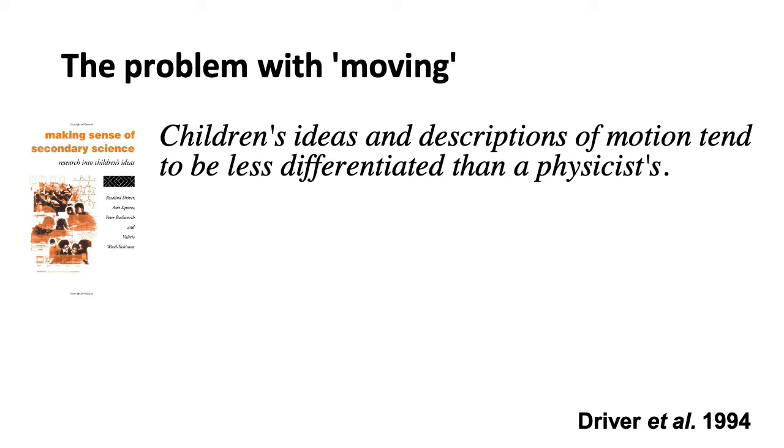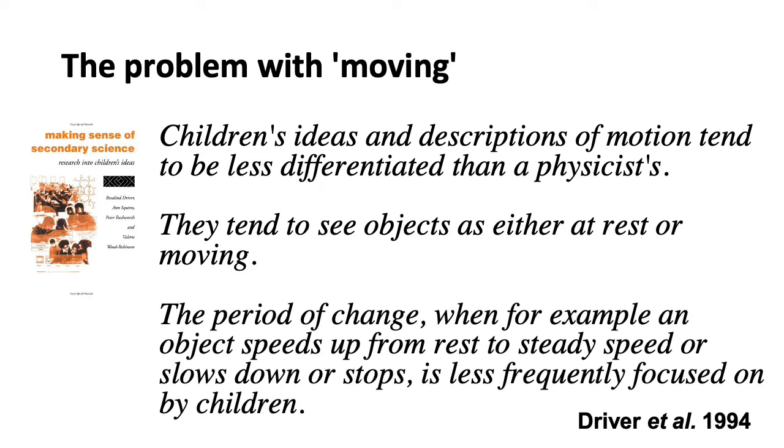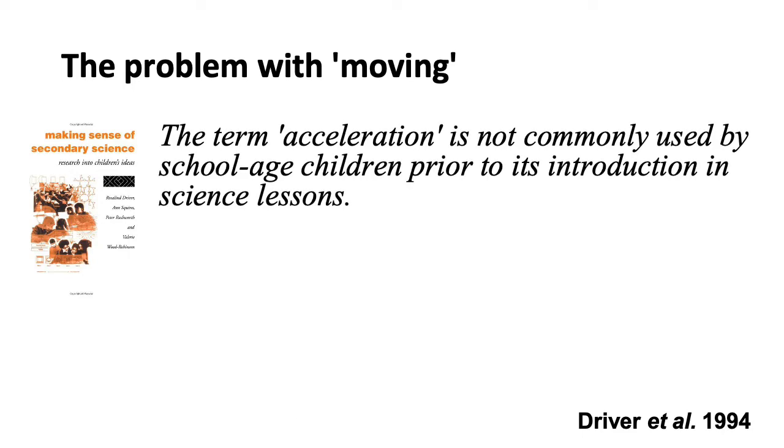children's ideas and descriptions of motion tend to be less differentiated than a physicist's. They tend to see objects as either at rest or moving. The period of change, when, for example, an object speeds up from rest to steady speed, or slows down or stops, is less frequently focused on by children. The term acceleration is not commonly used by school-age children prior to its introduction in science lessons.